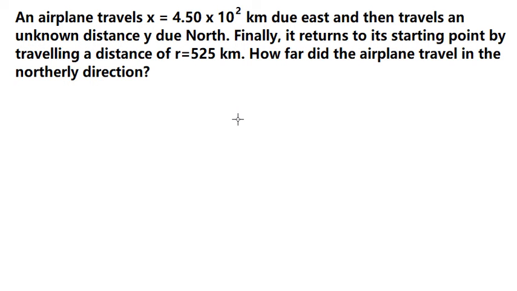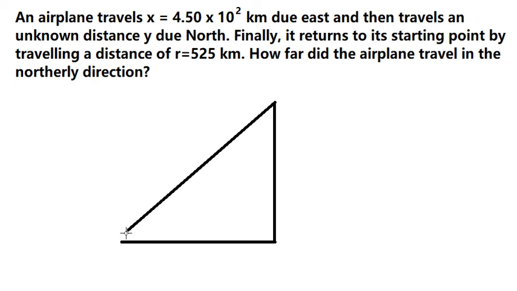So now I will show you how to answer. First, an airplane travels due east, so they go in here. Then it travels an unknown distance y due north, they go to the north, they go in here. Later, from this location, they go back to the starting point.